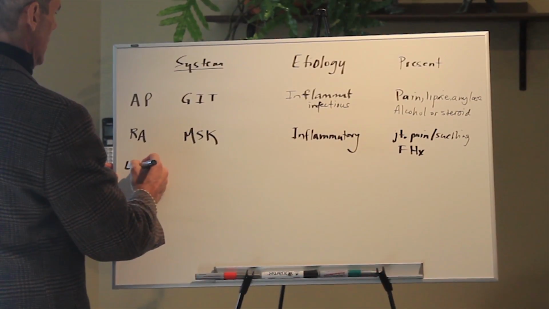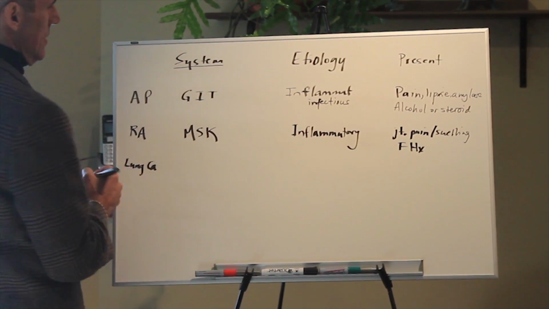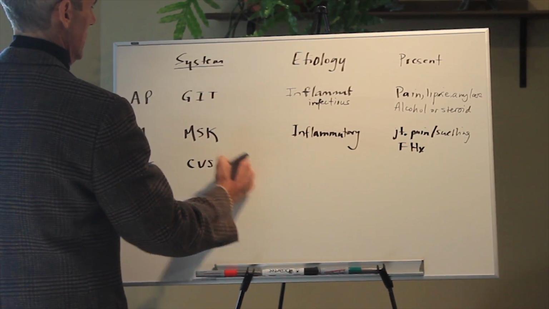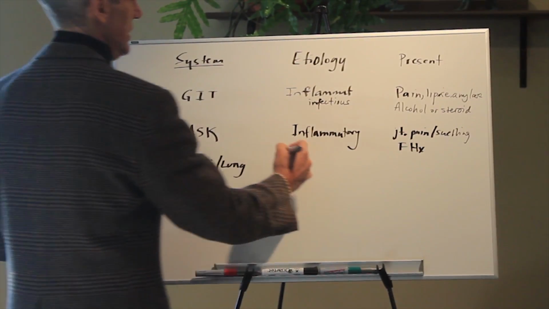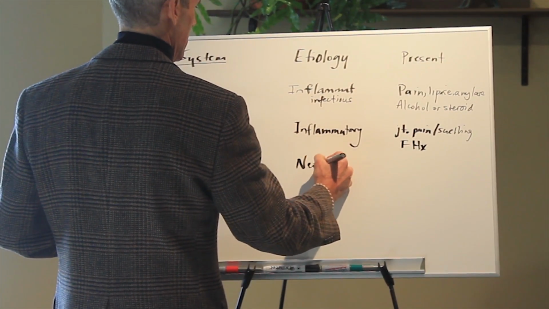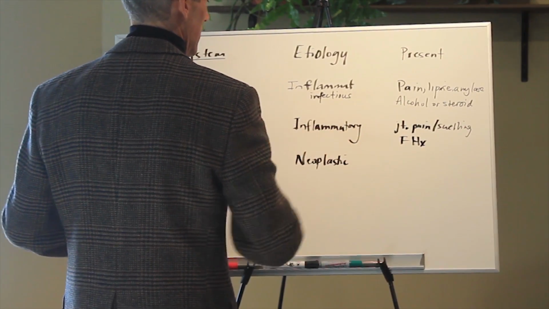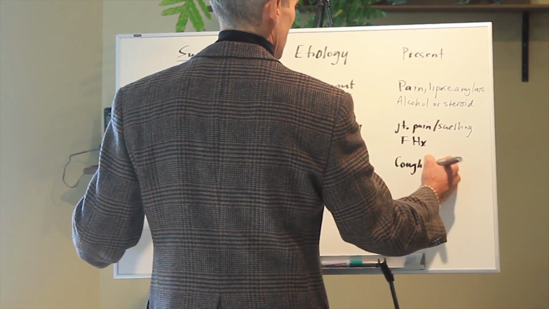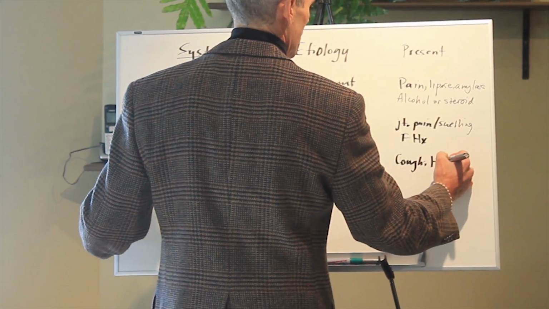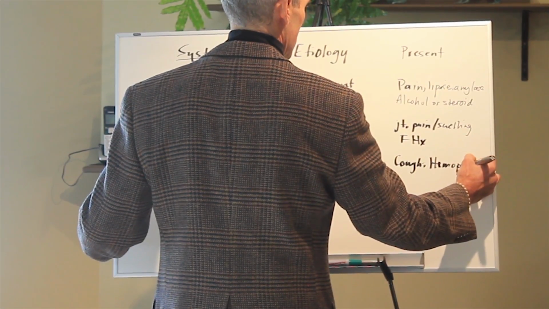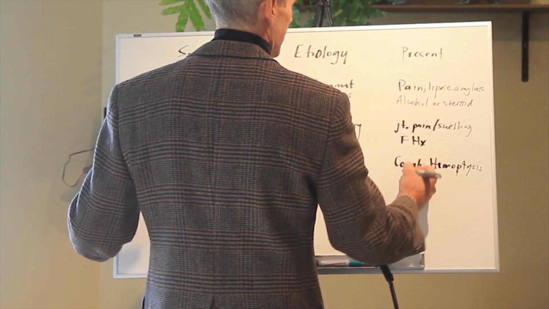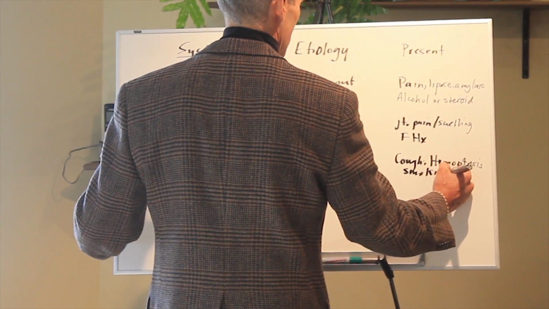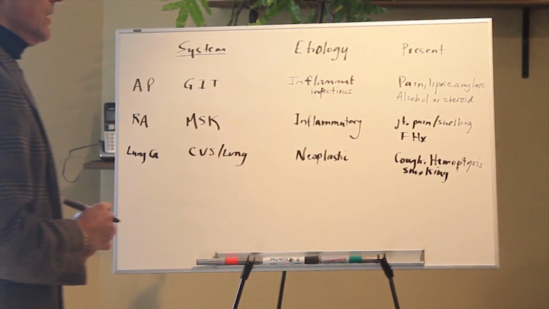Another would be lung cancer. The system would be the cardiovascular system. The organ is the lung. The etiology would be neoplastic. And how do these patients present? They usually present with cough, blood in their sputum, which is known as hemoptysis, and most commonly these have a past history of cigarette smoking. Although lung cancer does occur in non-smokers.